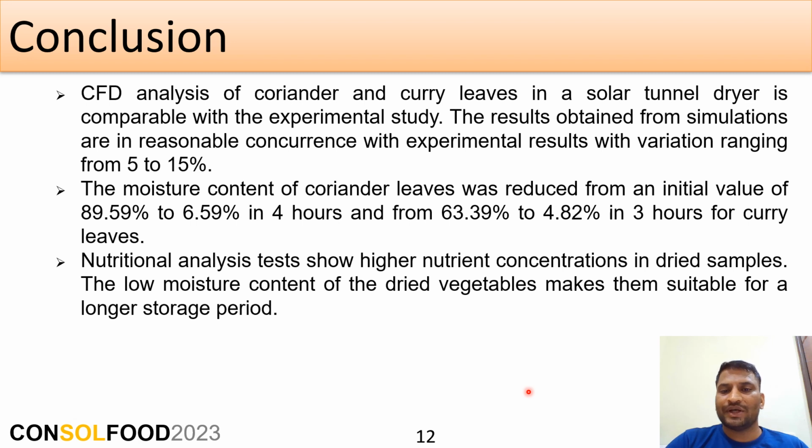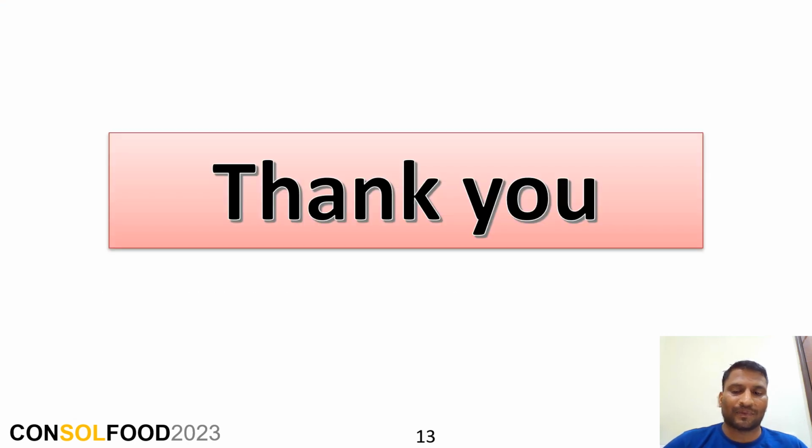The moisture content of the coriander leaves was reduced from an initial moisture content of 89.59% to 6.59% in 4 hours, and from 63.39% to 4.82% in 3 hours for the curry leaves. Also from the nutritional analysis test, we can say that higher nutritional concentrations occur in the dried products, and the low moisture content in the dried vegetables makes them suitable for longer storage. That is, solar drying technology is most effective, and can be used to increase the shelf life of different agricultural crops. Thank you.